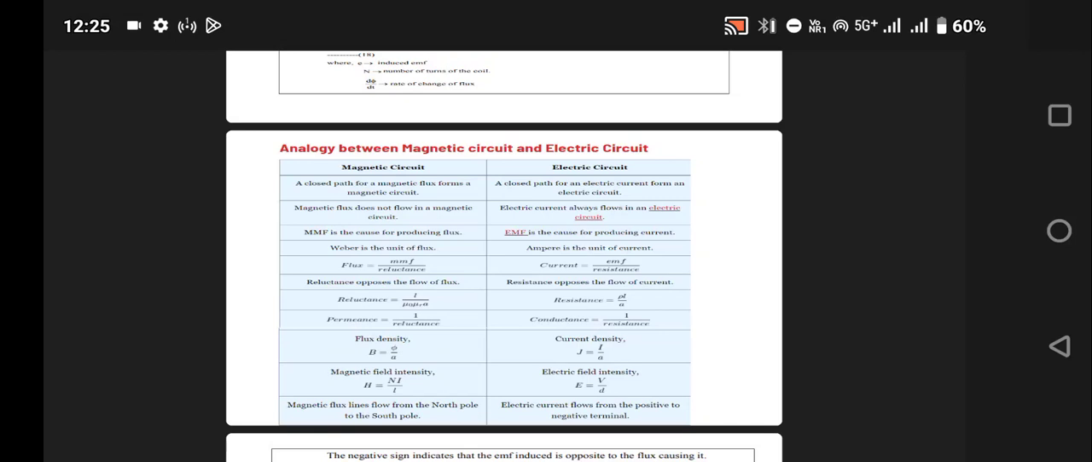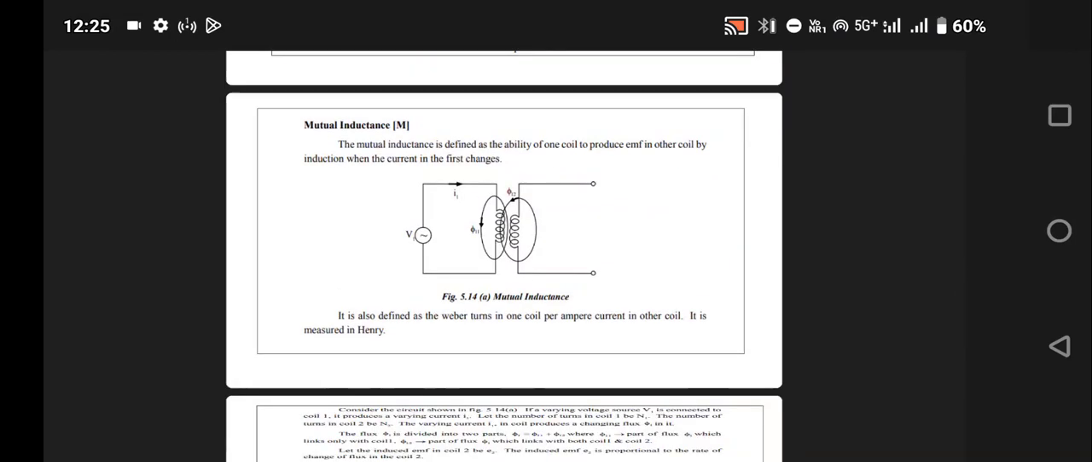The formula for the self-inductance L is equal to N phi by I. Mutual inductance is represented by M. It is defined as the ability of one coil to produce EMF in another coil by induction when the current in the first changes. It is also defined as the Weber turns in one coil per ampere current in the other coil. It is also measured in Henry. The formula for the mutual inductance M is equal to N2 phi2 by I1.